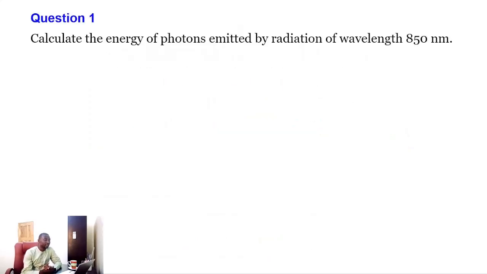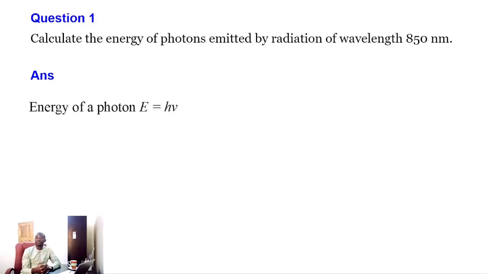Question 1 says, calculate the energy of photons emitted by radiation of wavelength 850 nanometer. The energy of a photon is actually the product of the Planck's constant and the frequency. In this case, we don't have frequency. Frequency wasn't provided by the question. So we know that photons are quantum of light, and therefore they have the same speed as the speed of light. So if we combine the speed of light with the wavelength, we should be able to obtain frequency.